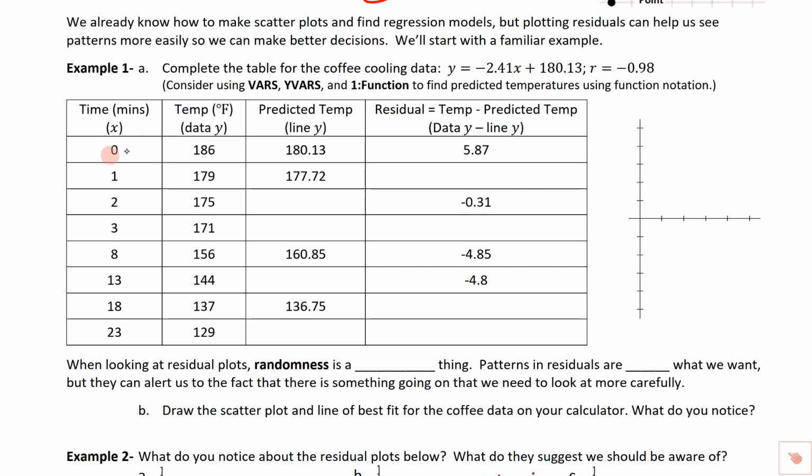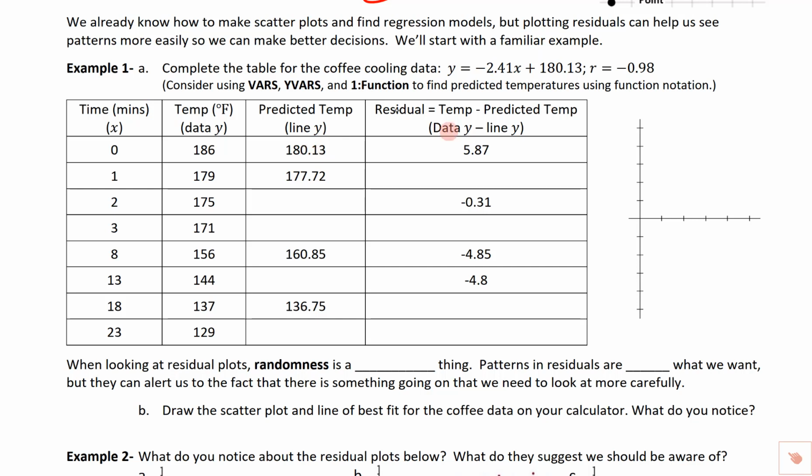This is the X value, the time in minutes. This is the actual temperature of the coffee, 186 degrees. And the predicted temperature on the line is 180.13. The way we get that is if you plug the X value into the line: if you plug a 0 in here, that term goes away and you just get 180.13.